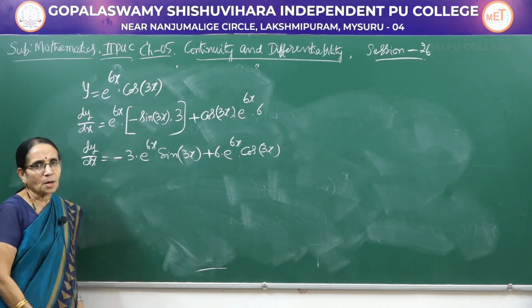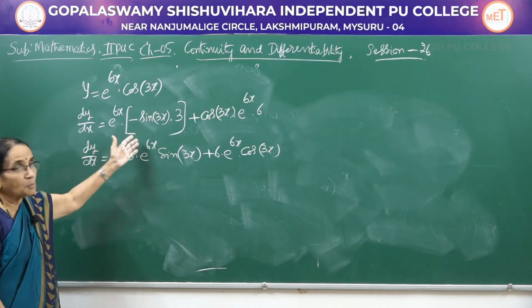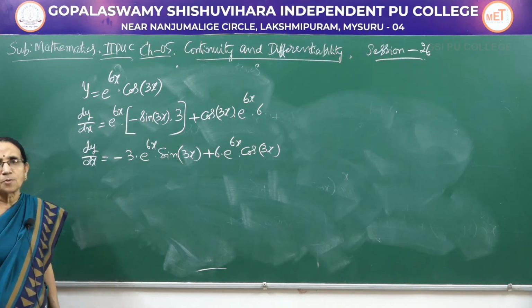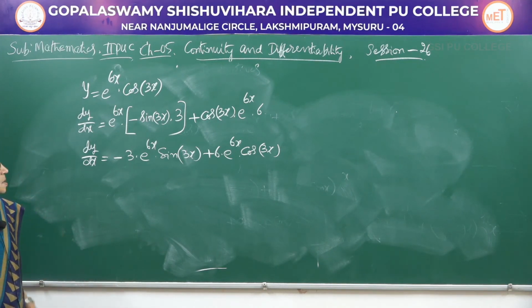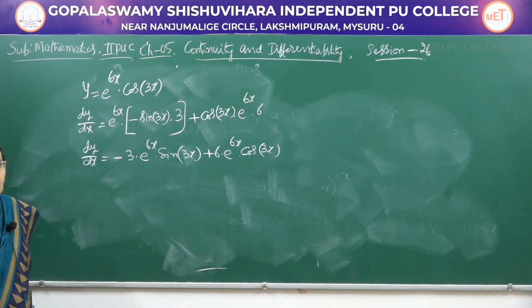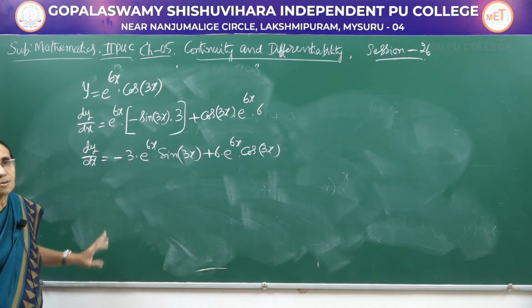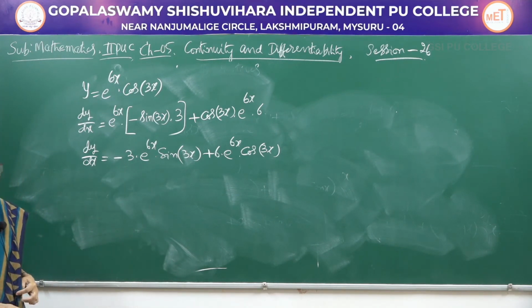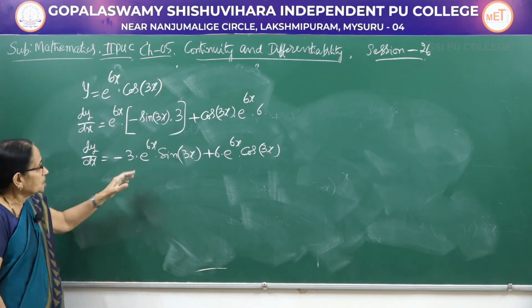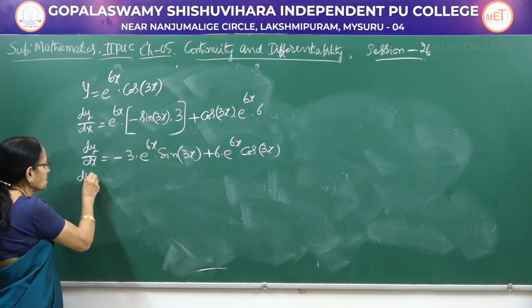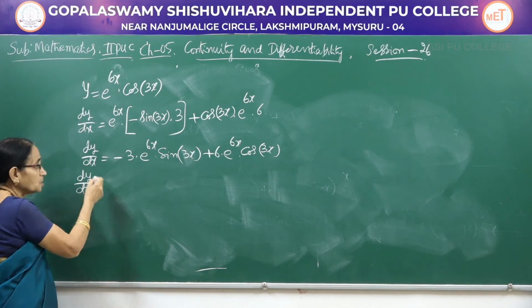Now, one step you always write whenever you are applying the product rule here. Now, look at this one. We have got a common factor here, isn't it? What is the common factor? One is e to the power 6x. The number 3 also can be taken outside as a common factor, or you can take only e power 6x. But let me take both of them as common factor.